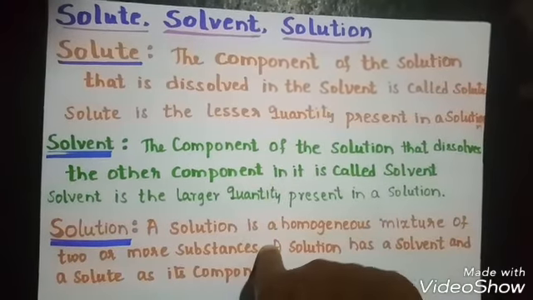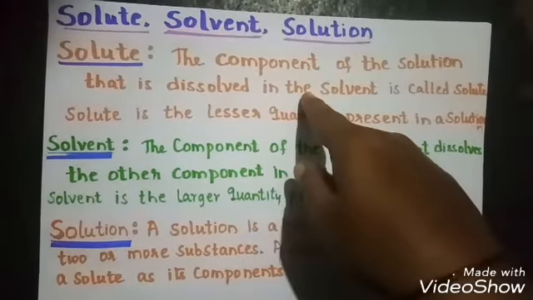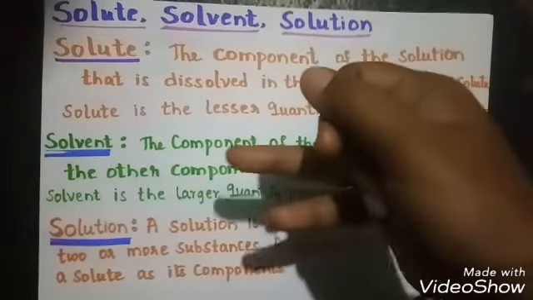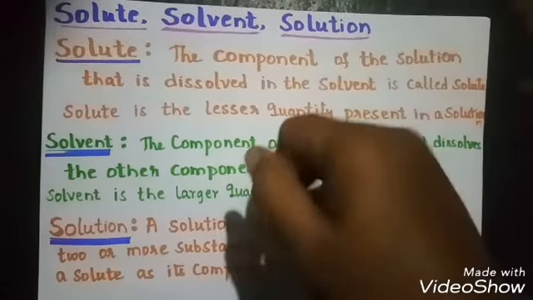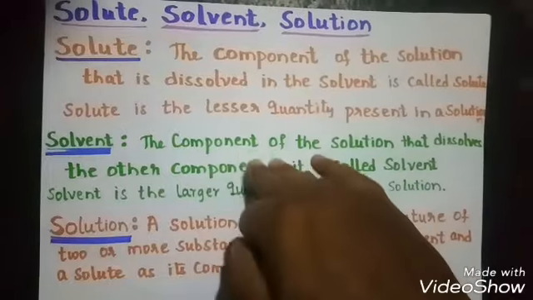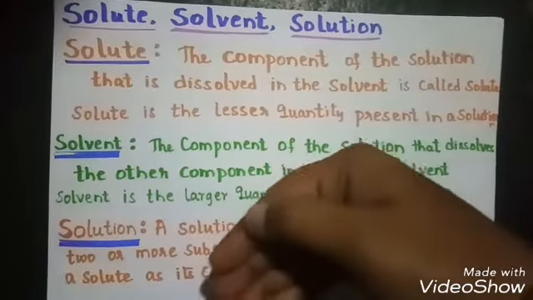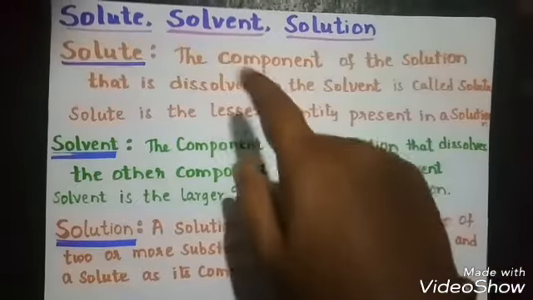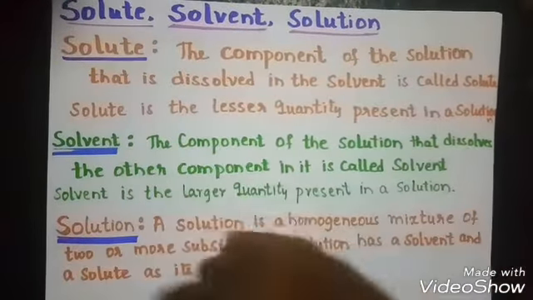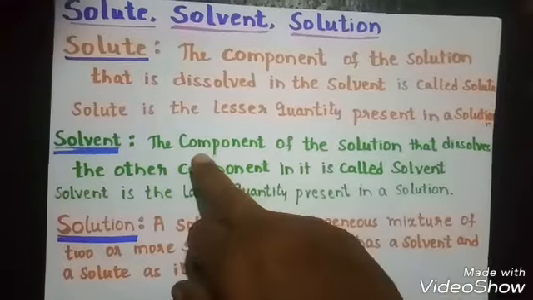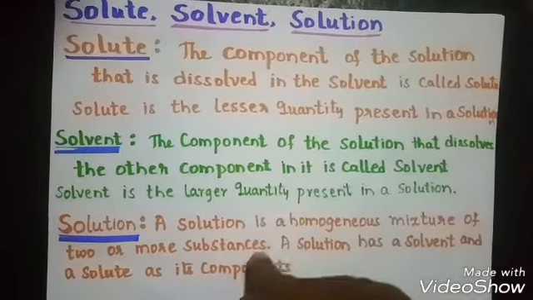In a solution, the solute can be solid, liquid or gas. In the same way, the solvent can also be solid, liquid or gas. When we mix both, the lesser quantity we call the solute. The larger quantity we call the solvent, and when you mix the solute and solvent, you get a solution.